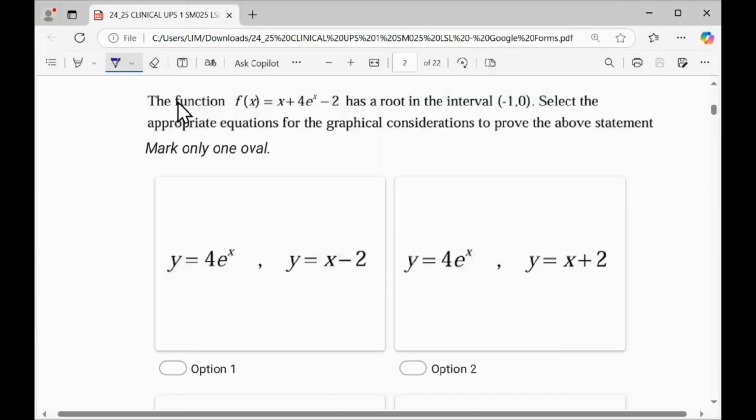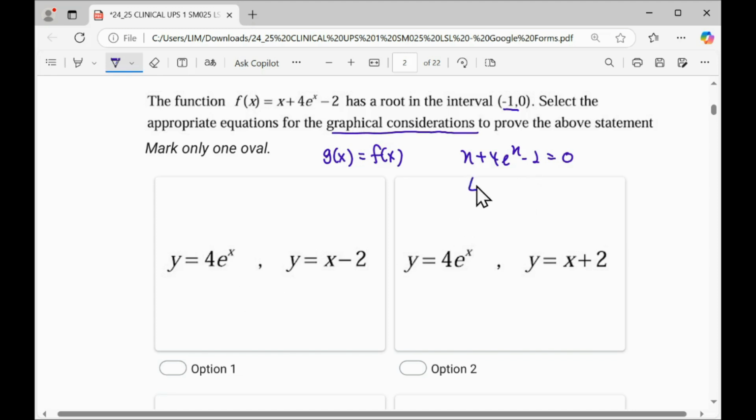For the first question, the function f(x) is given, has a root in the interval of -1 and 0. Select the appropriate equation for the graphical consideration to prove that statement. So we need to use the graphical method. If graphical method, we need to express it in two functions. So for f(x), x plus 4x squared minus 2, we let it equal 0. Then we try to separate according to our option.